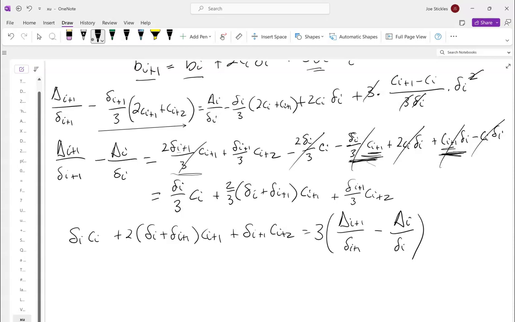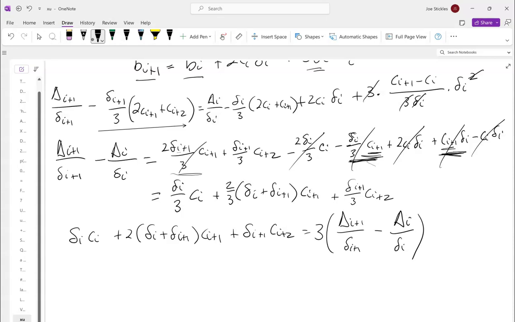Now again, this is the equation we come up with for i equals 2, i equals 3, i equals 4, all the way up to i equals n minus 2. Right? Because those were the interior points that we did, right? From 2 to n minus 2. Okay?